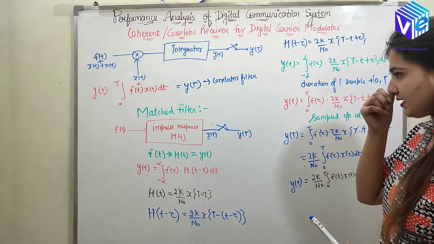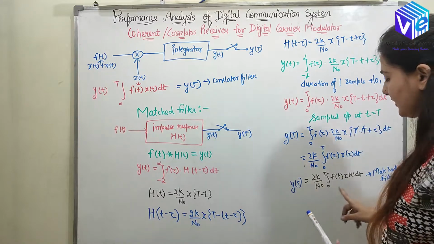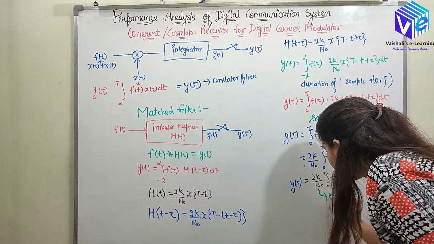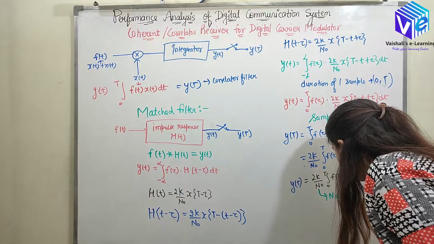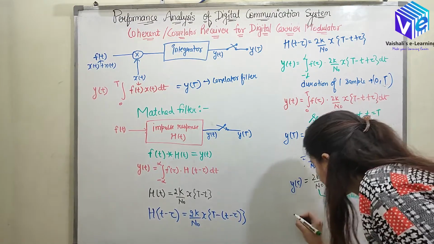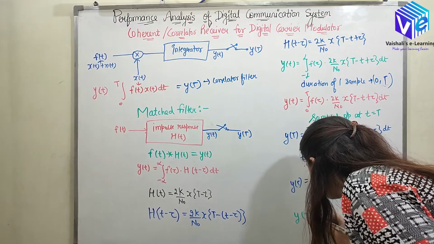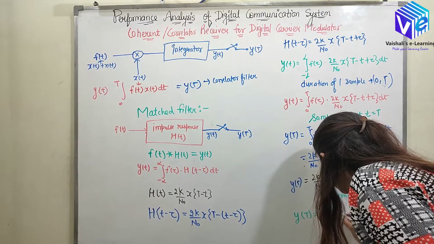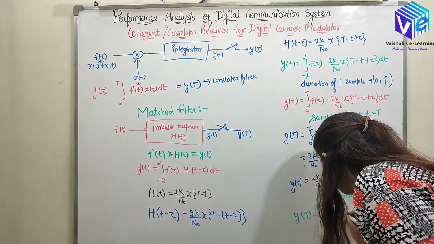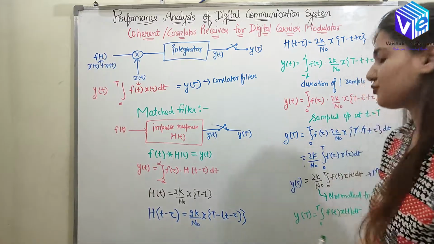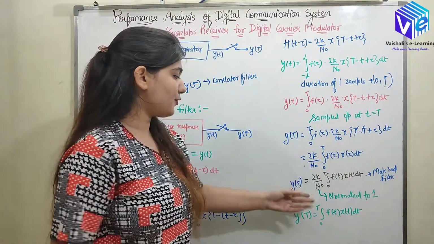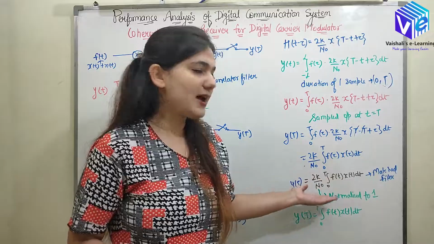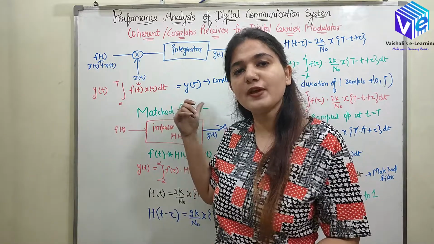From here I can see that the output of the correlator filter is equal to the output of the matched filter. It's just a normalization factor. When I normalize 2k by N0 to 1, y(T) would be the integral from 0 to T of f(t) x(t) dt. So I can see from here that the output from the matched filter resembles the output from the correlator filter.